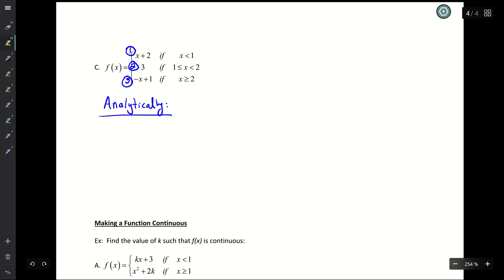So the breaks in this situation would either be possibly at x equals 1 or possibly at x equals 2. So what you want to do is make sure that the functions meet up at those possible breaks. So I'm going to say there's a possible discontinuity at x equals 1. To figure out if there actually is, what you do is you take the limit.